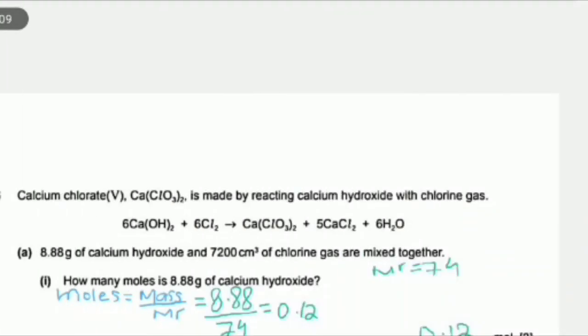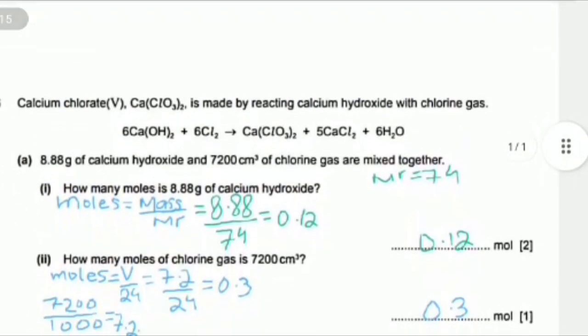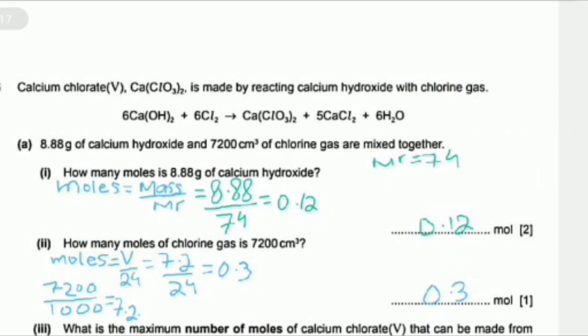Today in this video I'm going to solve an IGCSE moles question. So let's get started. The question says calcium chloride is made by reacting calcium hydroxide with chlorine gas. The equation is right beneath the question, so let's come to part A. Part A says 8.88 grams of calcium hydroxide and 7200 cm³ of chlorine gas are mixed together.